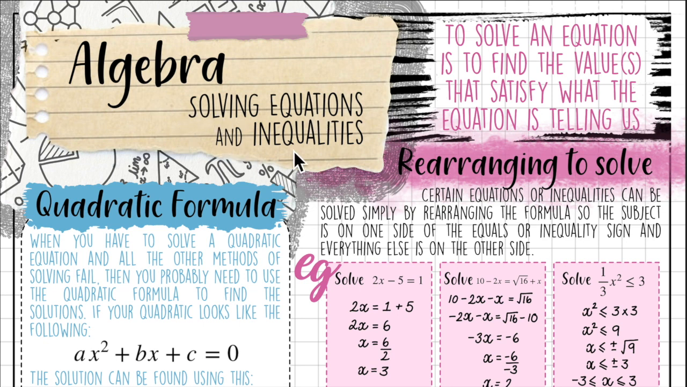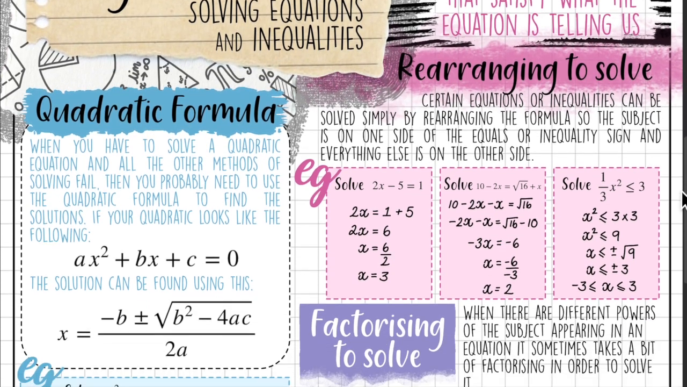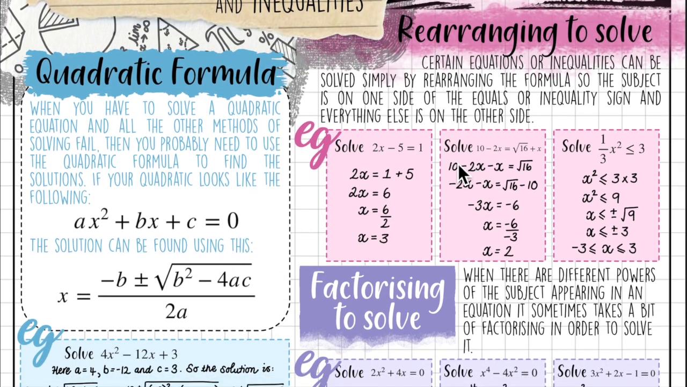Like I said in the introduction, you already have most of the skills needed for this section. However, there is some extra learning needed to find the solutions. Let's go ahead and look at this first section. Here you'll see that just rearranging some equations or inequalities can lead you to the solution. For instance, here in this example, we are told that 2x minus 5 is equal to 1. In order to solve this, we need to get the subject on one side of the equal sign and everything else on the other side.